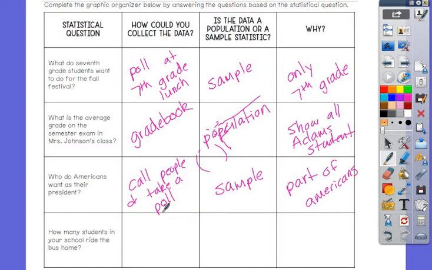And the last one, how many students in your school ride the bus home? Oh, I already asked this. How could I do that? Where could you do that? We could do it at 7th grade lunch again, or in class. Adam's class could take that poll. Well, is that going to be a population or a sample? Sample. I don't think just this class is going to be riding buses, right? Is Miss Adams' classes the only people that get to ride a bus home? No. So it's just part of school.